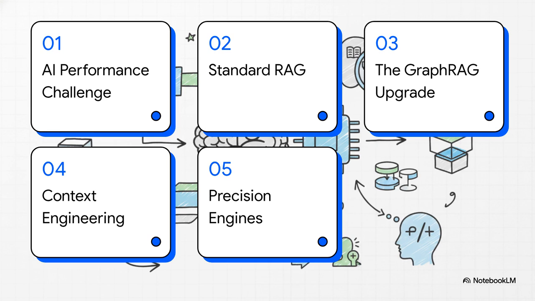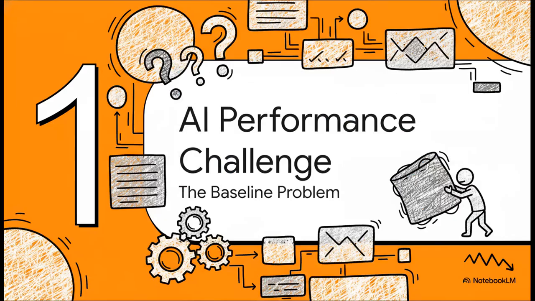First, we'll look at the AI performance challenge. Second, we'll be unpacking standard RAG. Third, we'll explore the GraphRAG upgrade. Fourth, we'll get into context engineering strategies. And finally, building precision engines. We're going to systematically decode all these technical acronyms step by step. So stick with me. All right, let's kick things off with Section 1, the AI Performance Challenge.